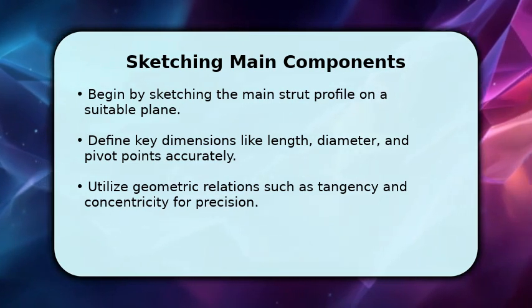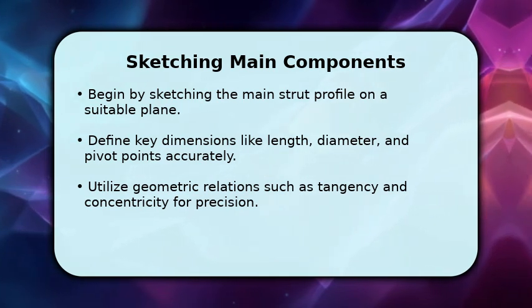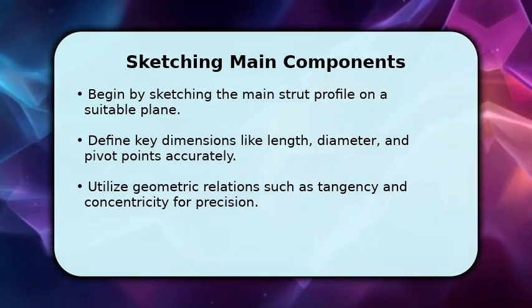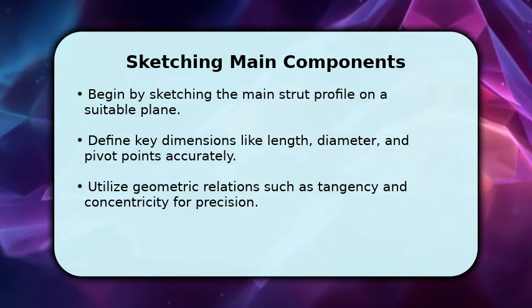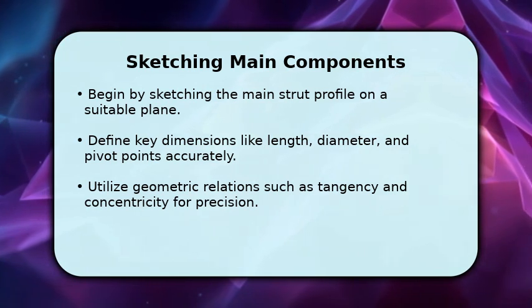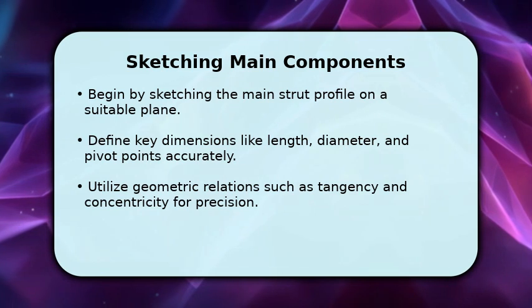First, establish a new sketch on the front plane for your main strut. Carefully define its overall length, perhaps around 200 millimeters, and a diameter of 25 millimeters. Employ geometric relations like tangency and concentricity to ensure your sketch is fully defined and robust.